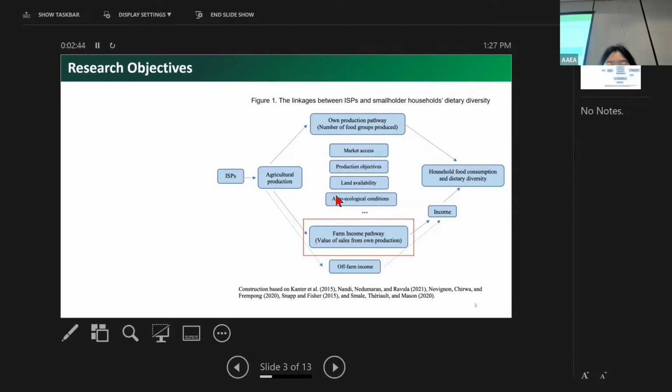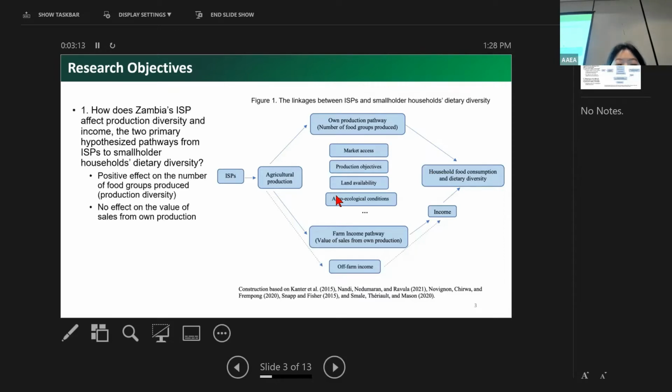On the other hand, input subsidies, by boosting agricultural productivity, might allow smallholders to have more surplus to sell in the market so they can earn farm income, which they can then use to buy food in the market and meet their nutritional requirements. However, all these pathways are very context specific because there are many factors affecting those processes.